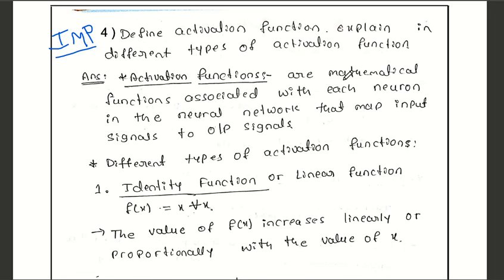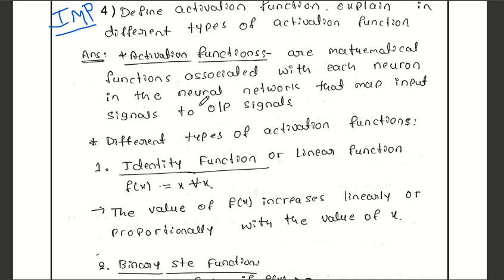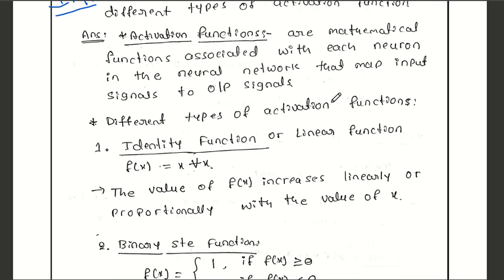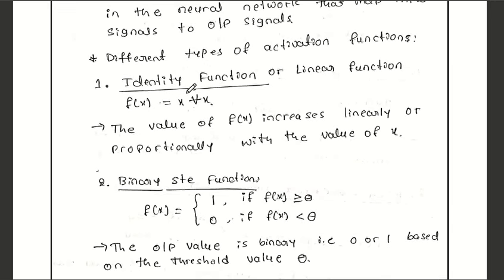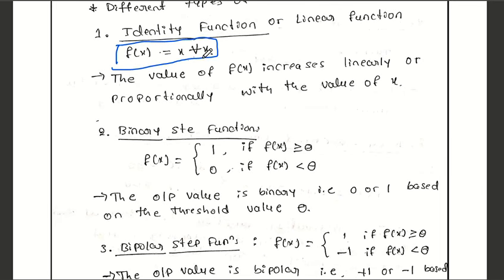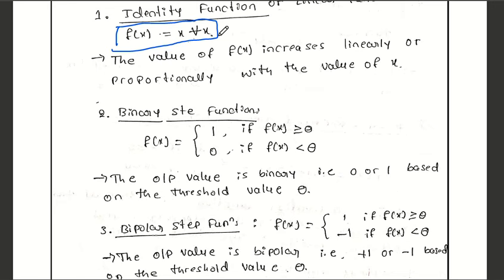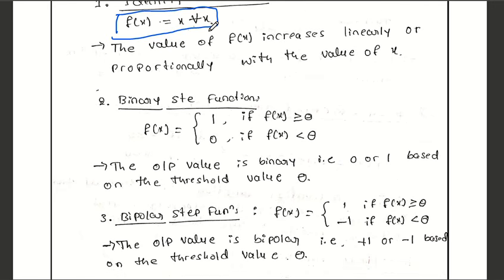The activation functions are mathematical functions associated with each neuron in the neural network that map input signals to output signals. And there are 9 types. First one is the identity function, that is f of x equals x for all x. So whenever x increases, the output increases in proportion with the value of x.